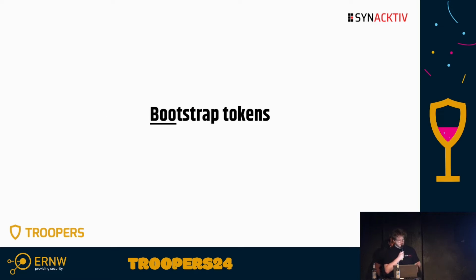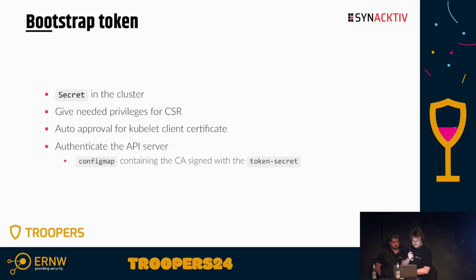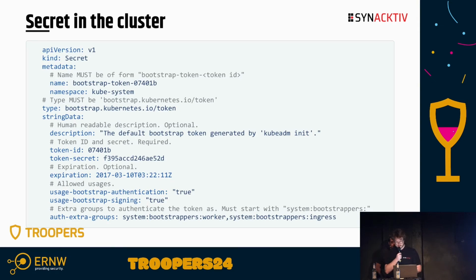So bootstrap tokens were introduced. Bootstrap tokens are credentials that are stored inside the cluster as a secret. They give all the different permissions needed for you to be able to create and retrieve your CSR. And they will also give the special permission for node kubelet client certificates. And also, as we'll see, you will be able to verify the certificate authority of the cluster before any further exchange, thanks to this bootstrap token, to prevent man-in-the-middle attacks.